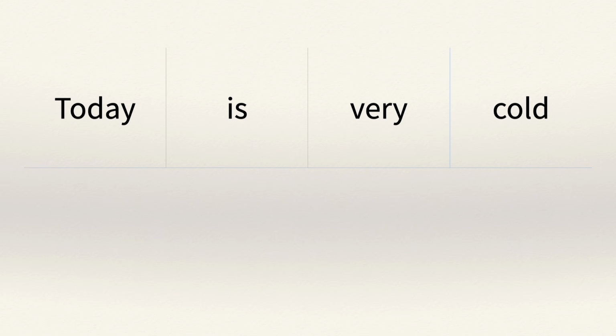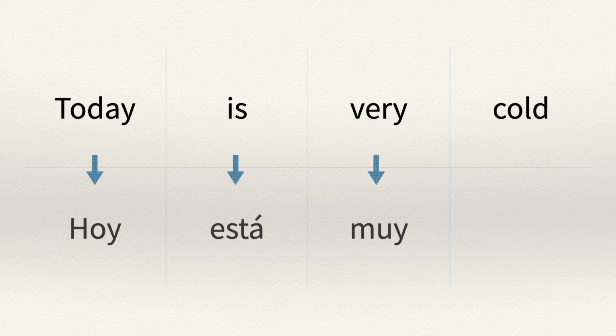Next one is today is very cold. How do you say today? Hoy. Is. Está, because it's not permanent. And we saw how to say very. Do you remember? Muy. Cold. Frío. Hoy está muy frío. Go ahead and repeat that. Hoy está muy frío. Muy bien.